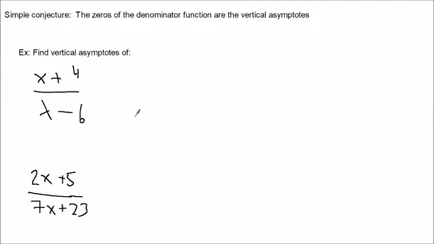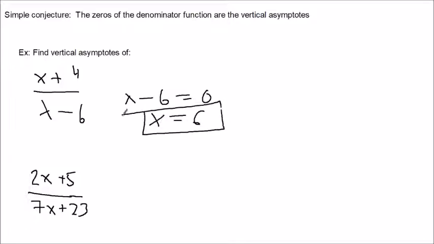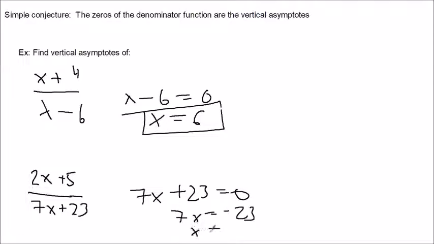So we're going to find some vertical asymptotes right now. x minus 6 is equal to 0. So x is equal to 6. That is our vertical asymptote. And 7x plus 23 is equal to 0. So 7x is equal to negative 23. So then we got x is equal to negative 23 over 7. And that is our vertical asymptote. Negative 23 over 7.